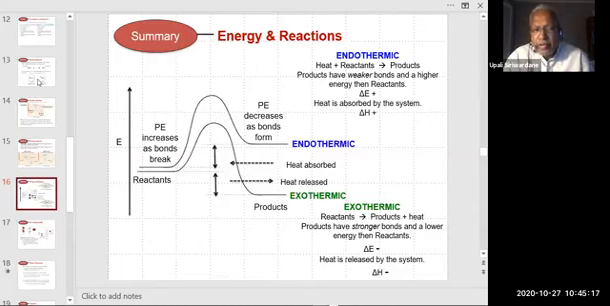So it's summarized on the right side. Endothermic: products have weaker bonds and higher energy than reactants. Energy is absorbed. Heat of reaction is positive as well. For the exothermic reaction, energy is released, as well as heat of reaction is released. So that's how you interpret energy diagrams.